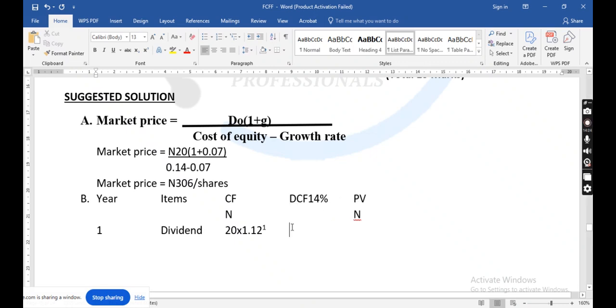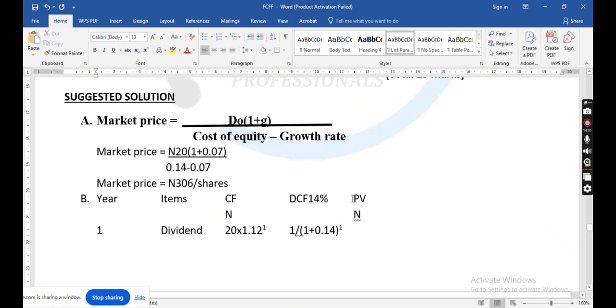Okay. So the usual way, 1 divided by 1 plus 0.14, 0.14 raised to power of 1.